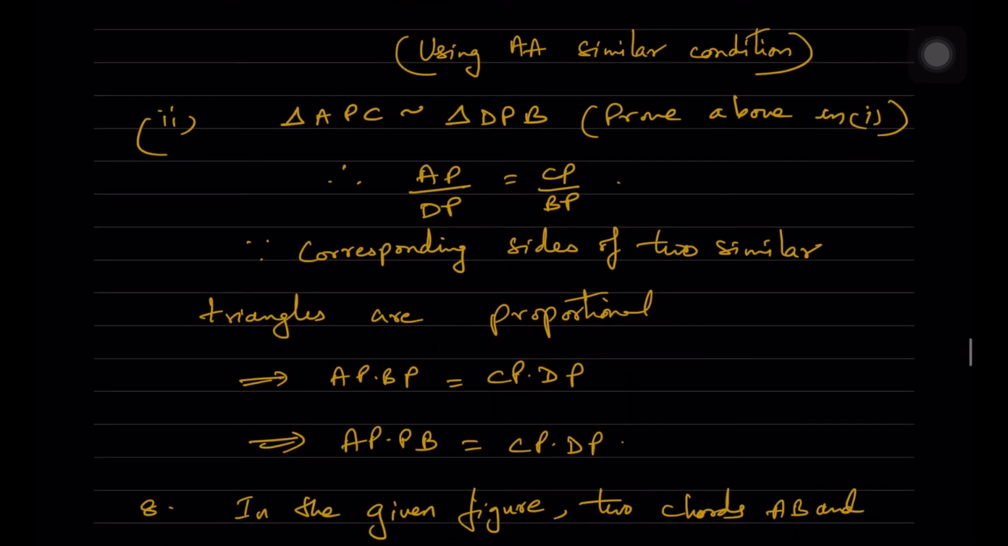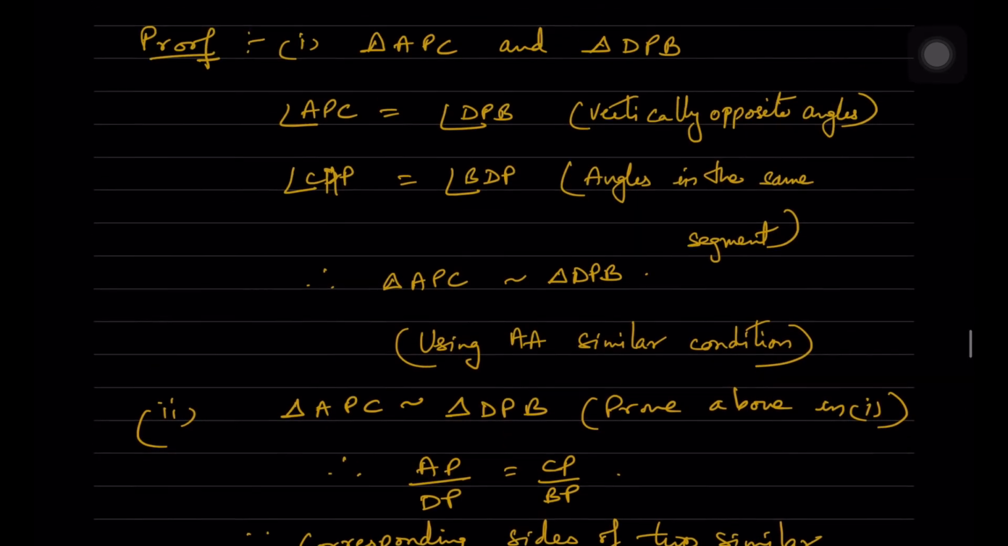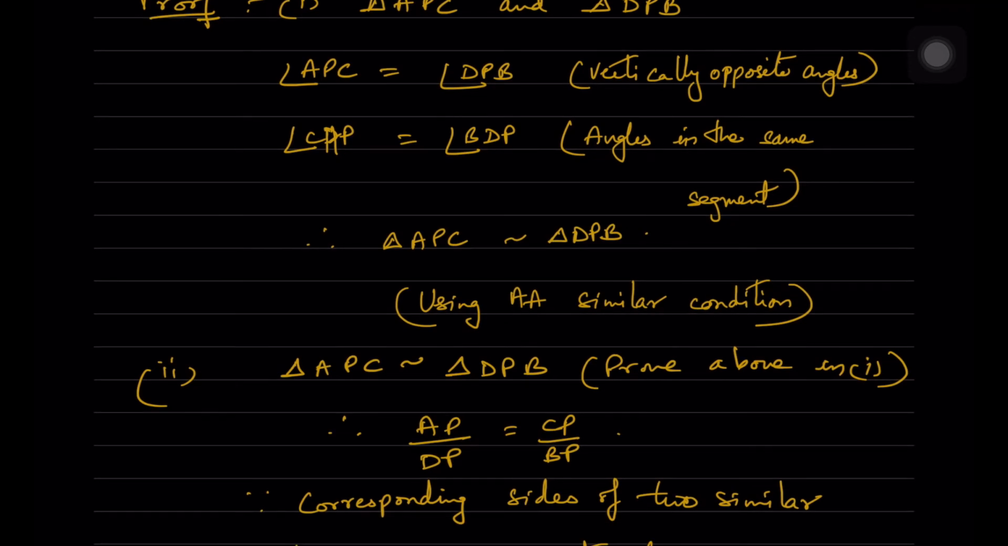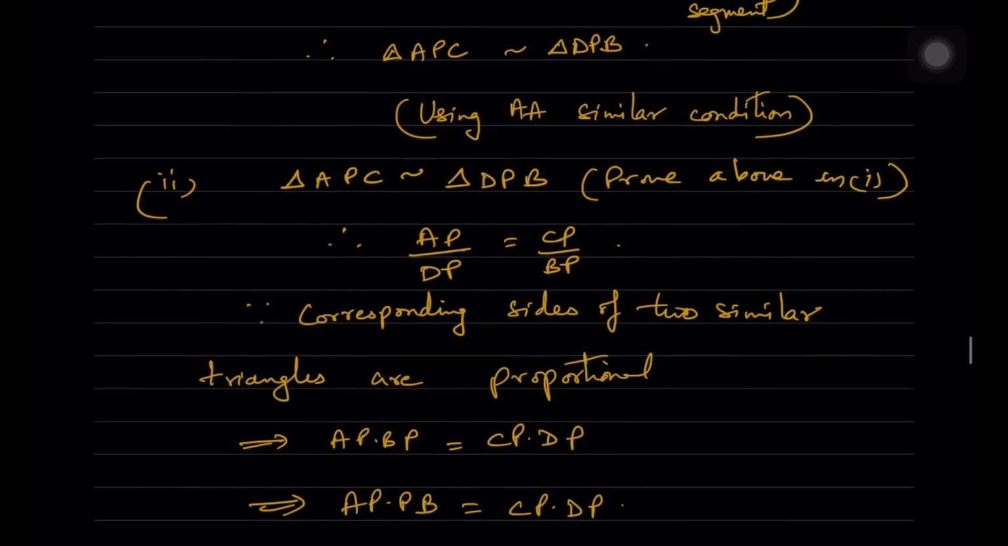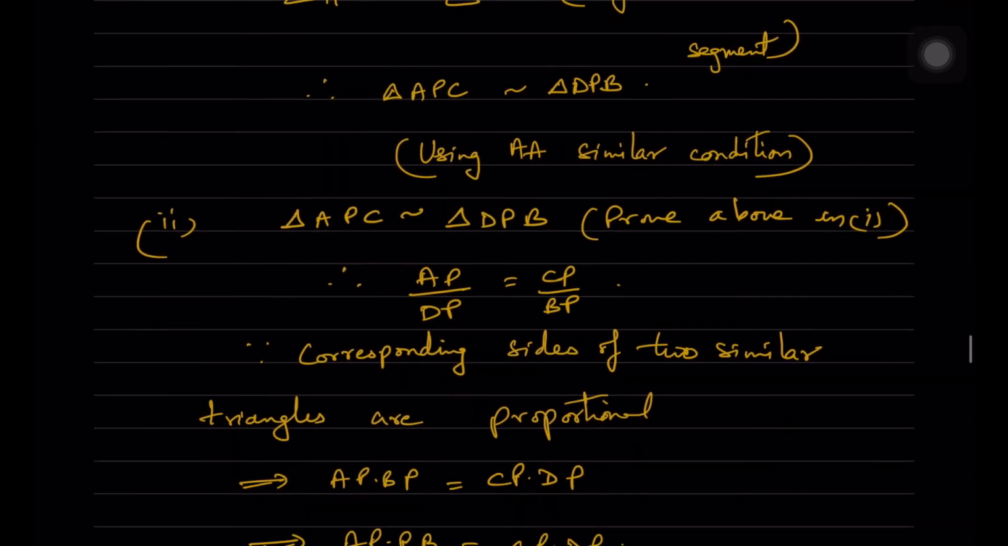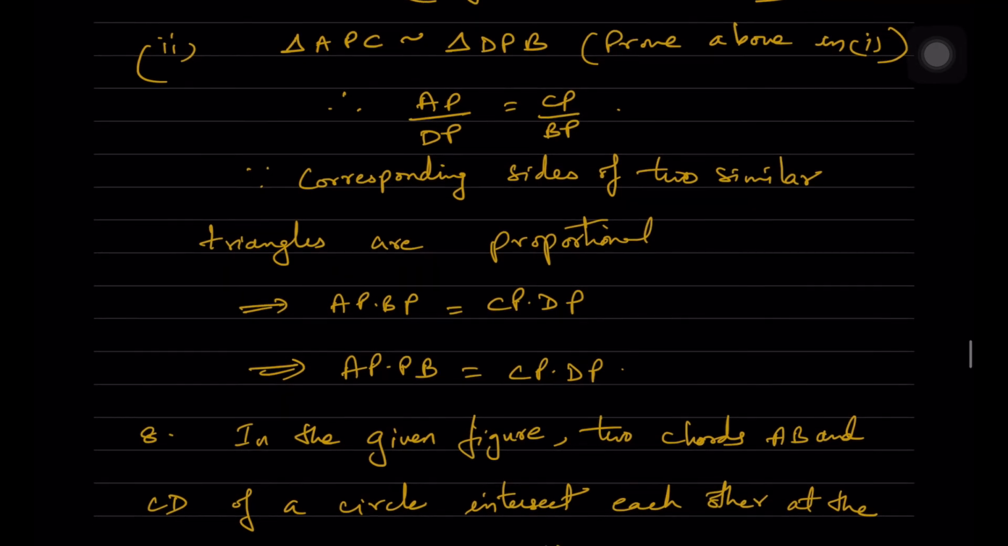Now next, again if we consider triangle APC and triangle DPB, from the proof above in one, we have this triangle APC similar to DPB. Now since these two triangles are similar, we can tell the sides are also proportional. So we are taking like this, AP by DP is equal to CP by BP. In this way you are taking. So therefore corresponding sides of two similar triangles are proportional. Therefore if you cross multiply, you are getting AP into BP is equal to CP into DP, which is the proof which we had to prove, hence proved.